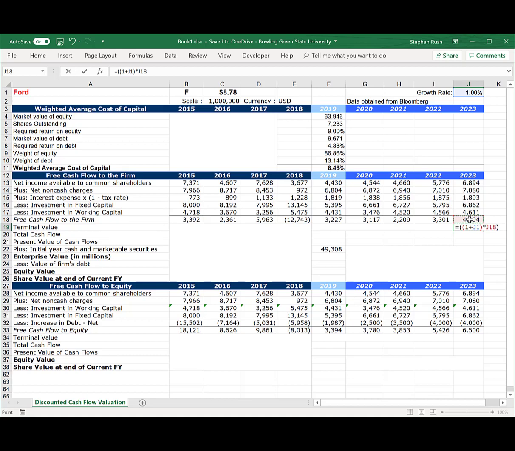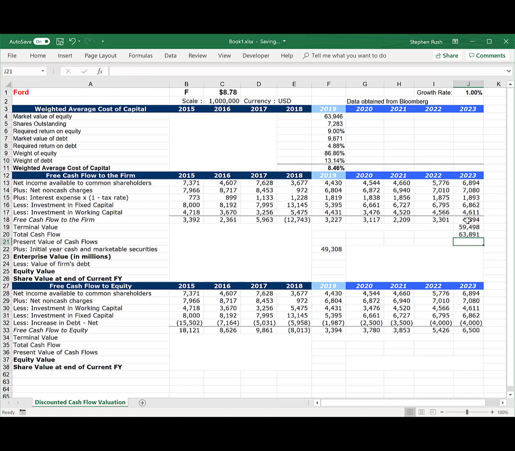We multiply the last cash flow in 2023 by 1 plus the estimated cash flow growth rate to find the estimate of the cash flow in 2024. We divide this by the weighted average cost of capital minus the growth rate to find the terminal value.